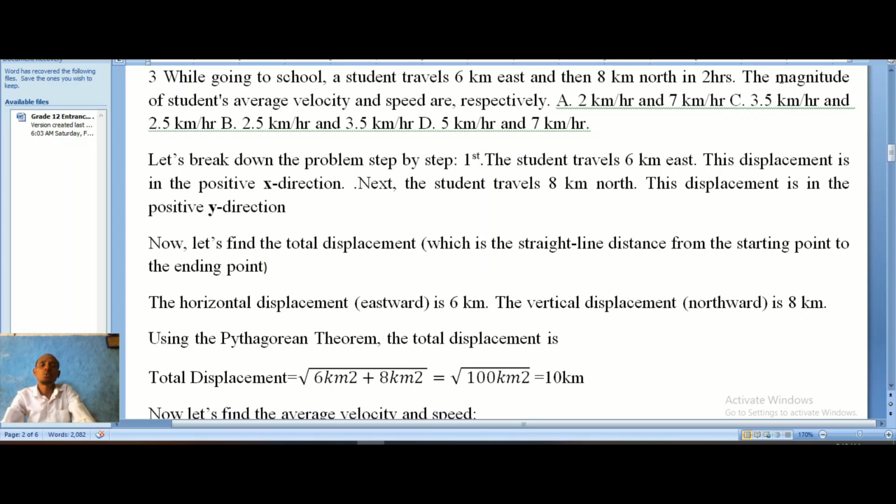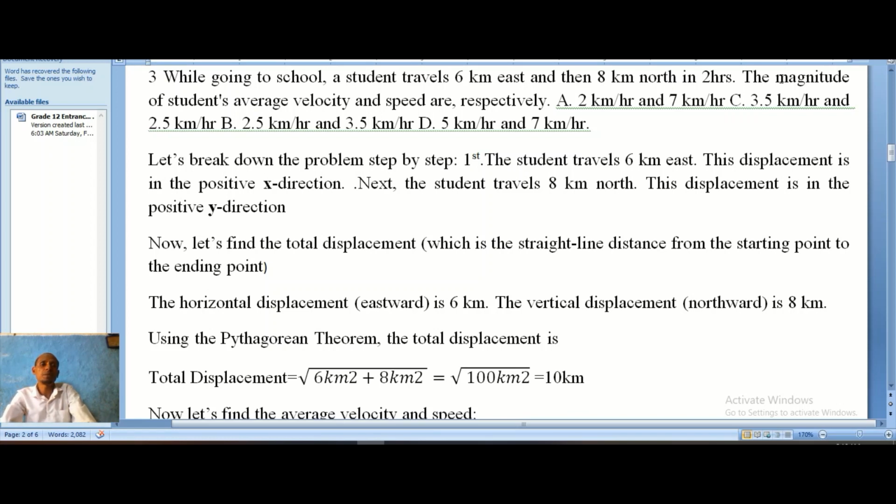Choice B, 2 kilometers per hour and 3 kilometers per hour. Choice D, 5 kilometers per hour and 7 kilometers per hour. Let us break down the problem step by step.